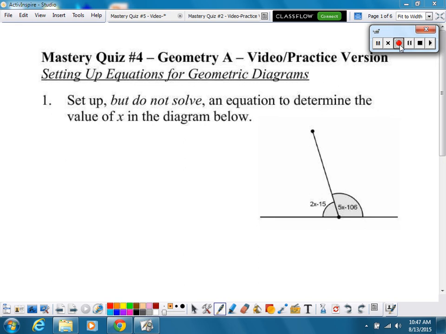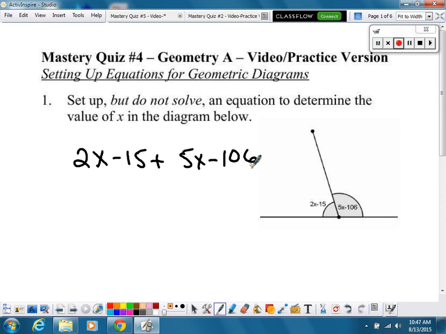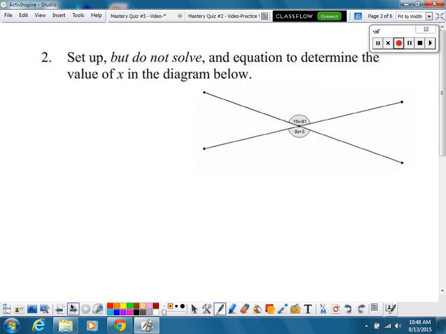So my equation for problem number 1 here is simply going to be the 2x minus 15. We're going to add to it 5x minus 106. And together those two angles equal 180. If you want to put parentheses around each one of those, you certainly can. You do not have to, because that equation would be the same with or without the parentheses. So that's the linear pair. Linear pairs add up to 180. They're supplementary.